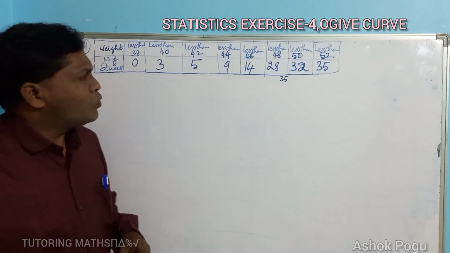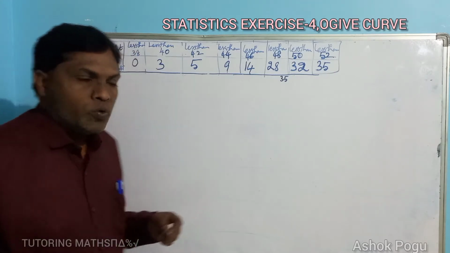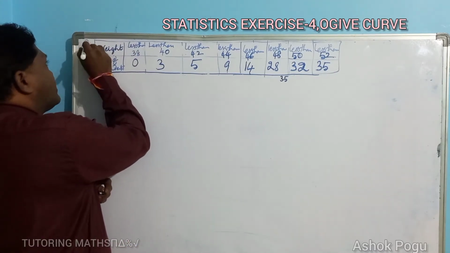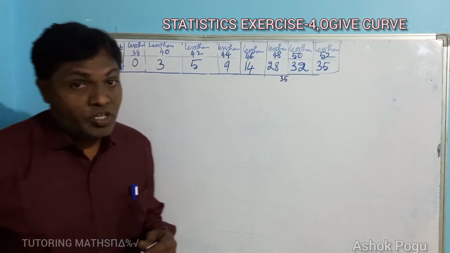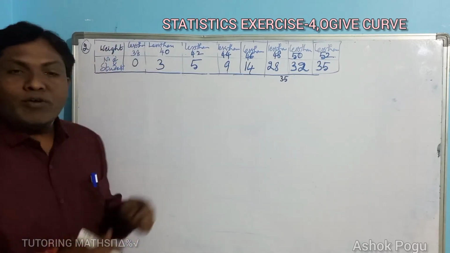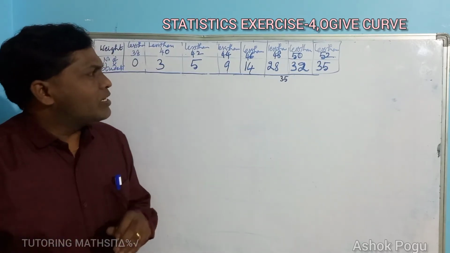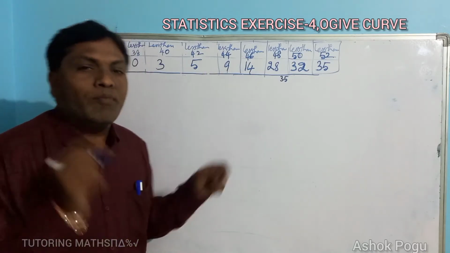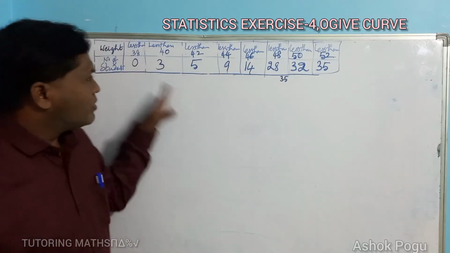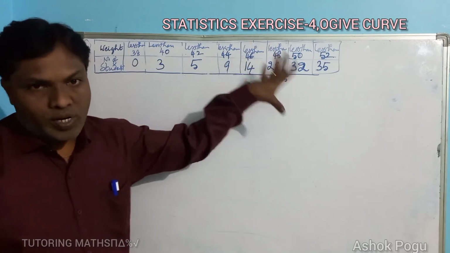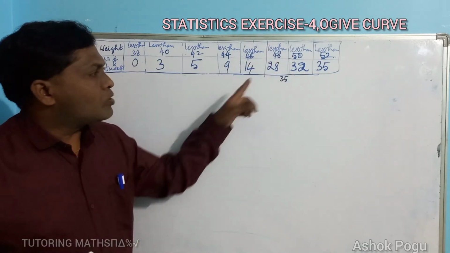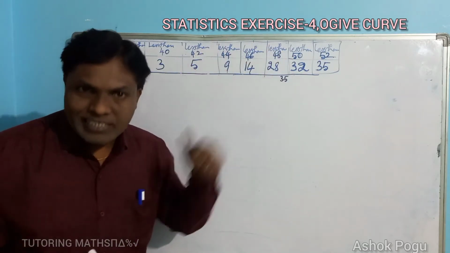Let's come to question number 2, that is the fourth exercise of the statistics chapter, second question. In this question, this is the data about the students' weight. These are the weights of the students. Data is given for a total of 35 students.